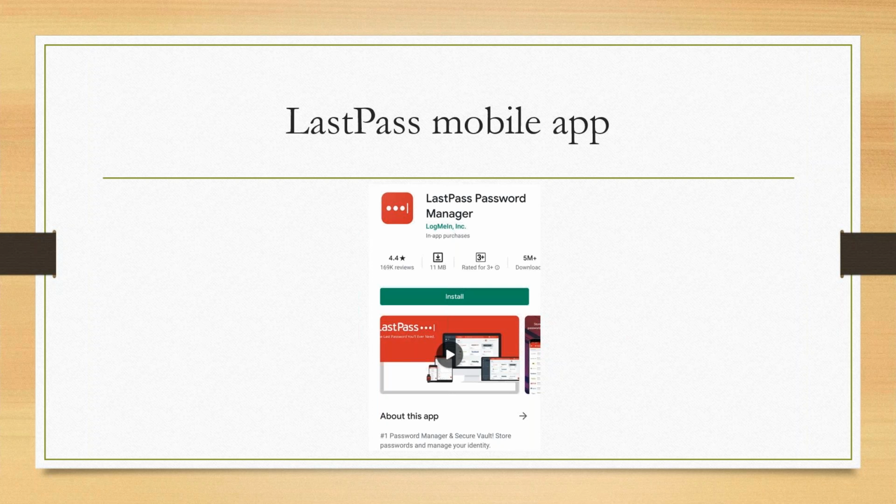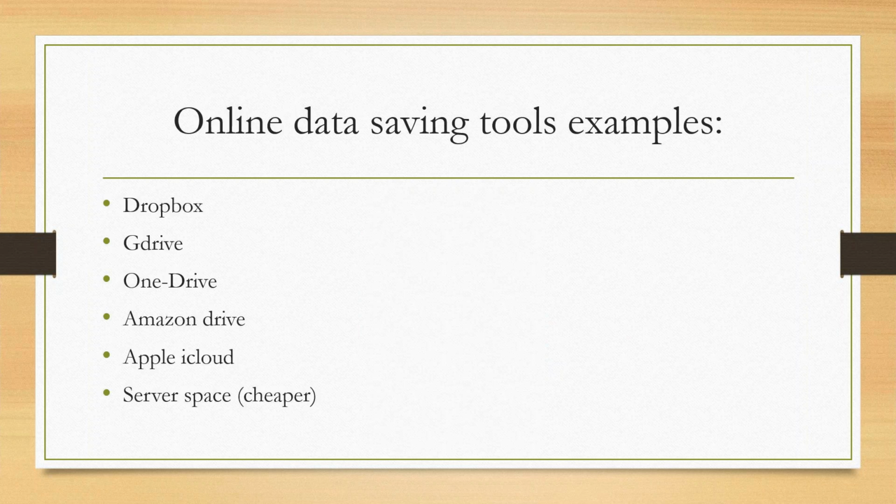Okay. After that, there are cloud options: Dropbox, G Drive, OneDrive, Amazon Drive, Apple Cloud. Server spaces are there. You can buy server spaces, and you can use File Manager if you are looking for a cheaper option, and you can put your files on the server, probably using FileZilla FTP. That's a cheaper option.